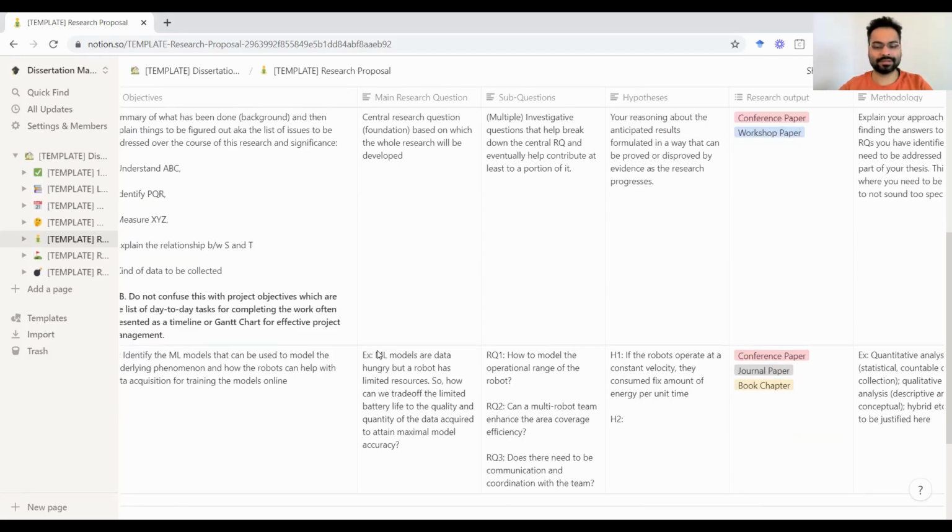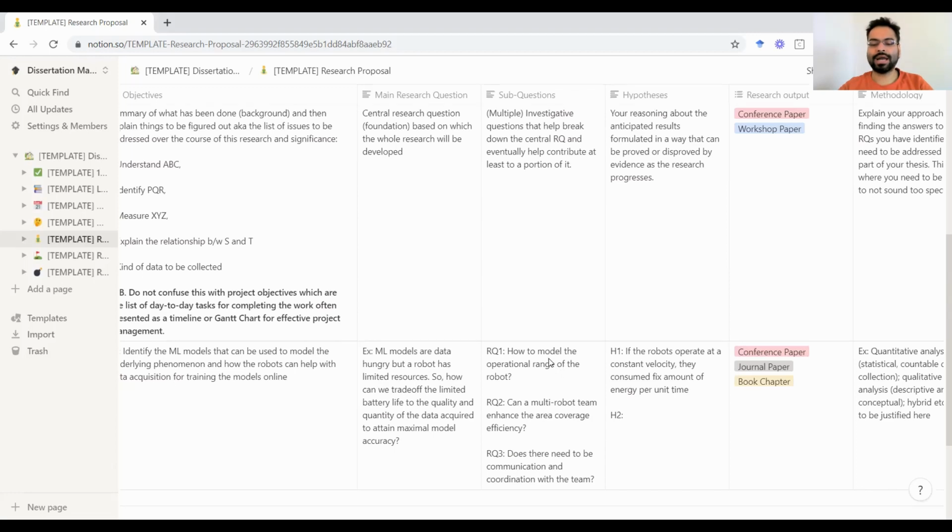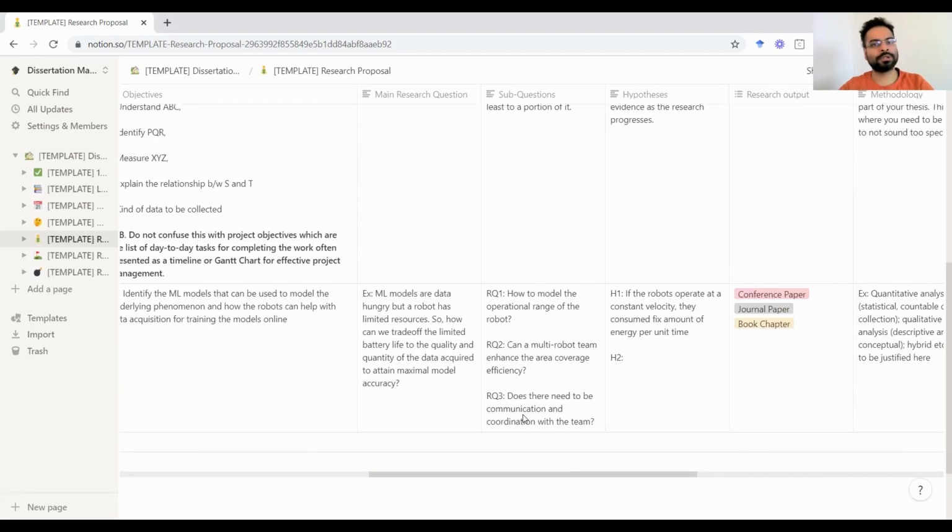So for example, in my case, the central research question was: machine learning models are data hungry, but a robot has only limited resources. It can only fly for so long, move for so long, and only compute so much data, right? So how can we trade off the limited battery life to the quality and quantity of the data acquired to attain maximum model accuracy? As you can see, this is a $1 million question. It ends with a question mark. So it's my central research question. Then I break it down into RQ1, RQ2, RQ3. It could be multiple research questions. And the finer you break it down, the more manageable the research becomes, right?